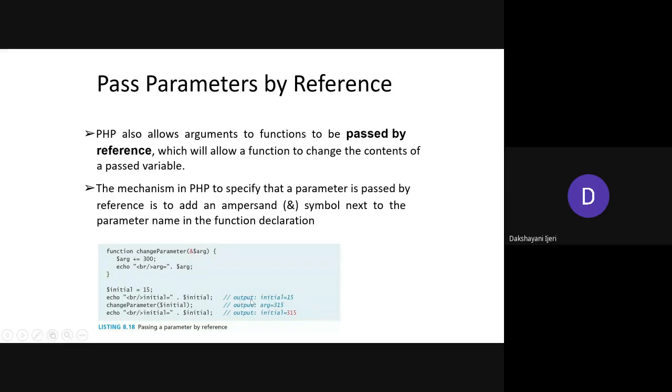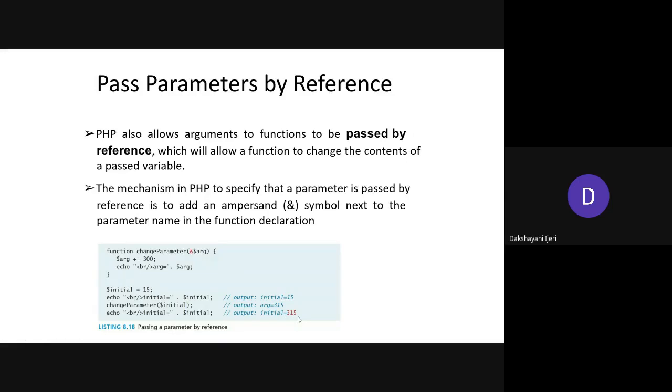That's why you can see here the initial value is 15, and then the value is altered to 315, which is reflected to the memory location. Why? Because you are referring to the specific memory location. So the value of the original initial variable is also updated to 315 here.